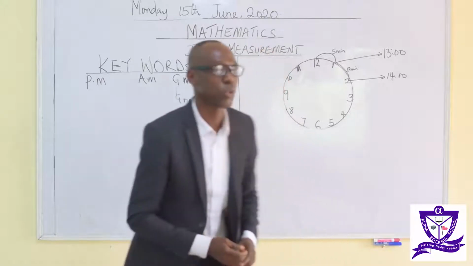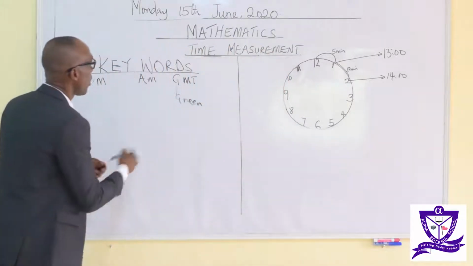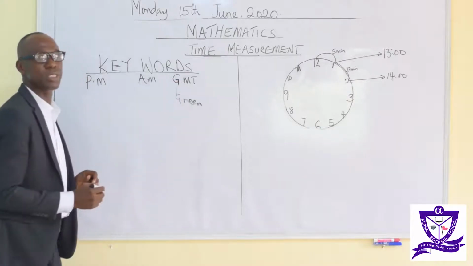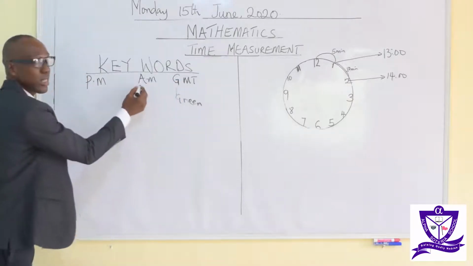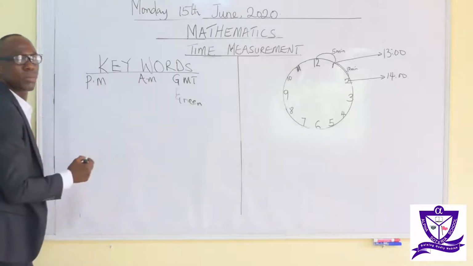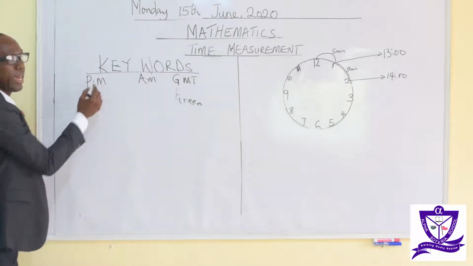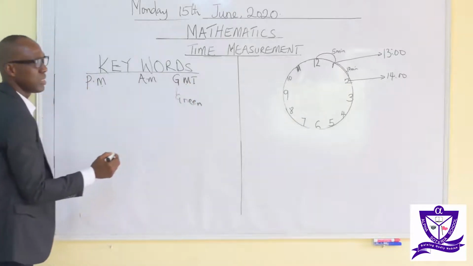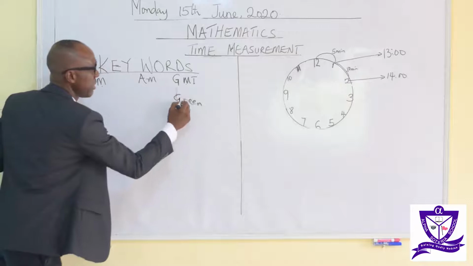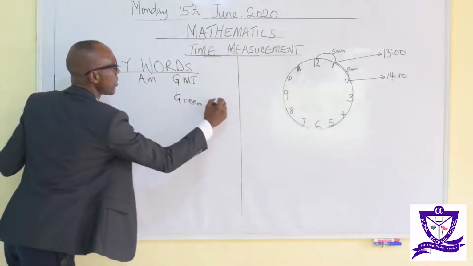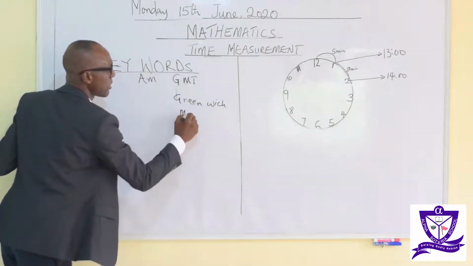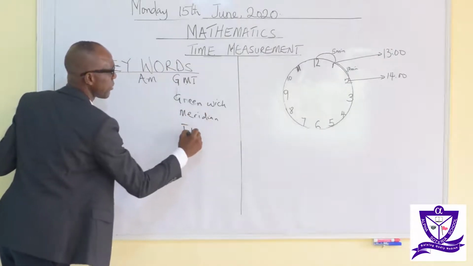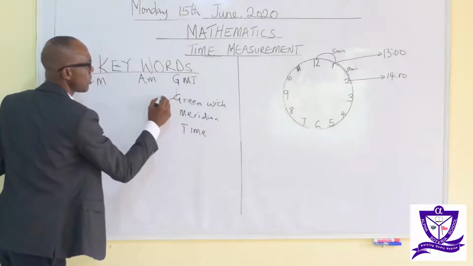Now today we'll be looking at some key vocabulary before we move on into time measurement. Number one of the words we'll be looking at is the word GMT. Another interesting word is AM. Another word is PM. What does GMT mean? G is standing for Greenwich, and M is standing for what? Meridian, and T is standing for time. So GMT.